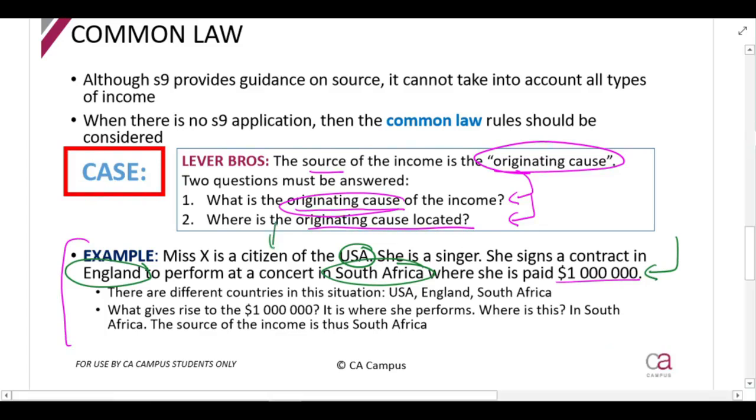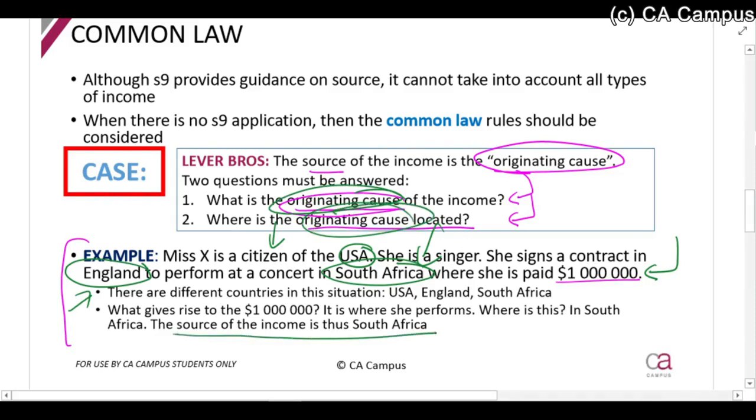What does she do to give her that $1 million? Is it the fact that she's a citizen? Is it the fact that she signed a contract in England? Or is it the fact that she performed in South Africa? What is the thing that caused it? The singing in South Africa. Think about it. That's the event, what she's getting paid for. So what is the originating cause? It's the singing. Where is that singing located? In South Africa. So the source in this case, in terms of the common law, will be South Africa.